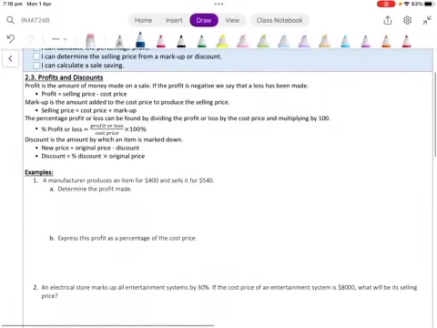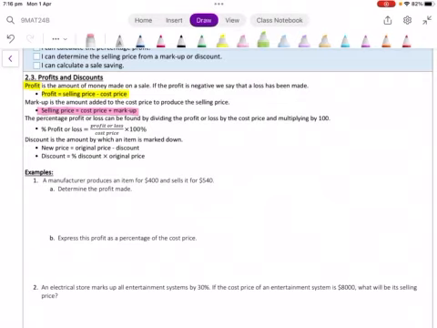All right, we're now going to have a quick look at profits and discounts before you have a go at some questions. So profit is the amount of money made on a sale. And if the profit is negative, we say that a loss has been made. So how we work out our profit is our selling price minus the cost price. We have a markup, which is the amount added to the cost price to produce the selling price. So how we get our selling price is the cost price plus the markup.